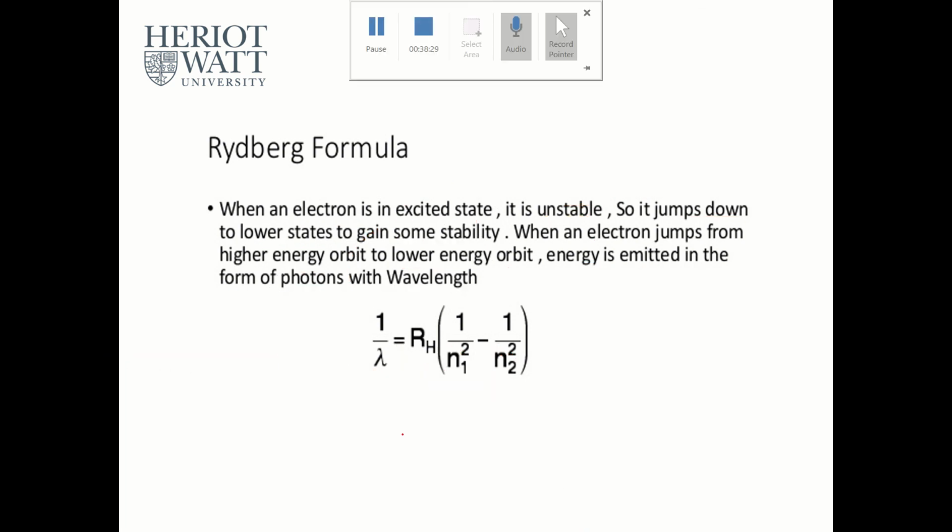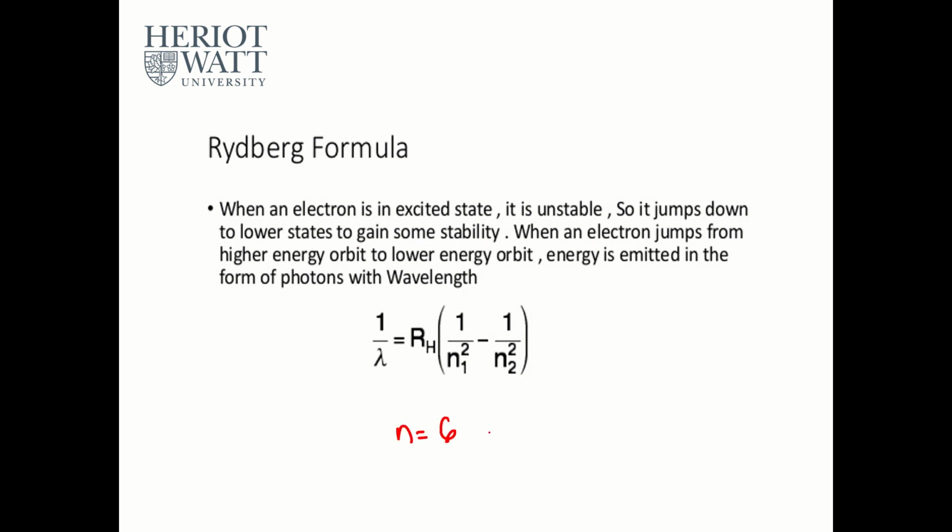Let's say I have a question here. Given that I have an electron dropping from n equals to 6 to n equals to 3. I have an electron that drops from n equals to 6 to n equals to 3. First question.